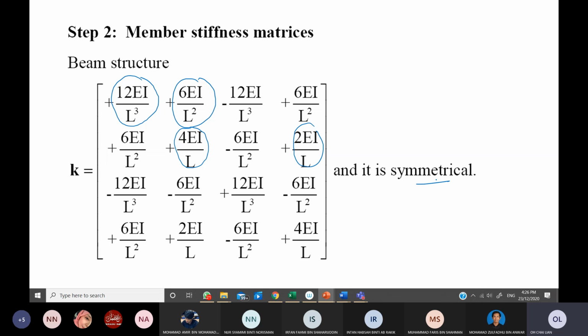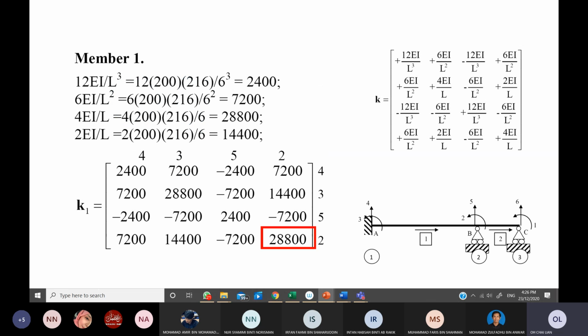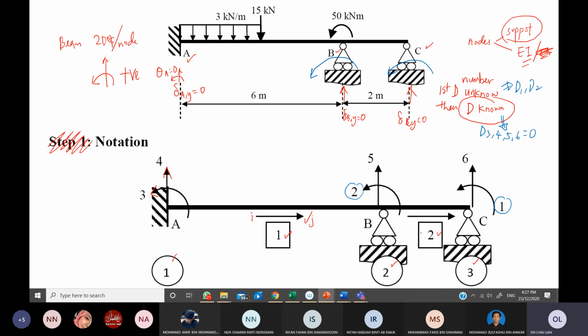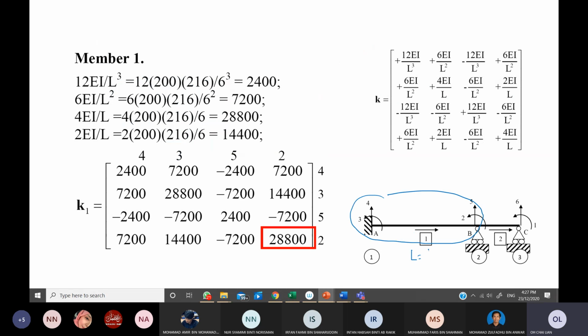So you no need to determine every item. You just determine these 4. And you need to know that we are preparing this member stiffness matrix for the global axis. There are 2 elements in your problem, so we do one by one. For member 1, this one, the L is 6 meter. And for element 2, it is 2 meter.